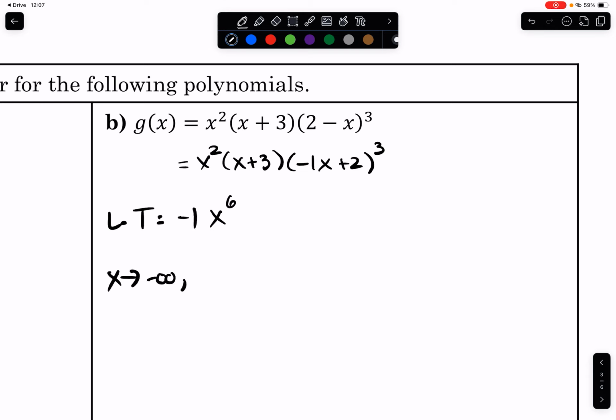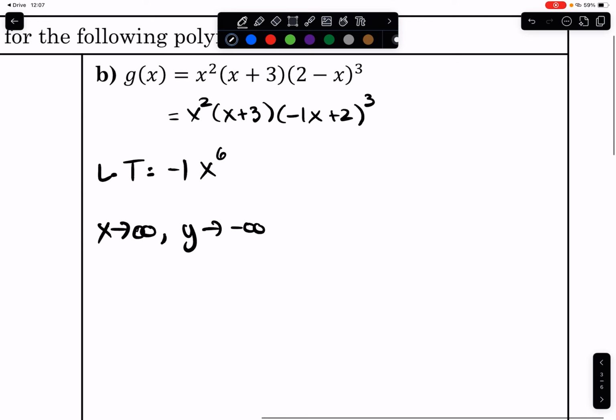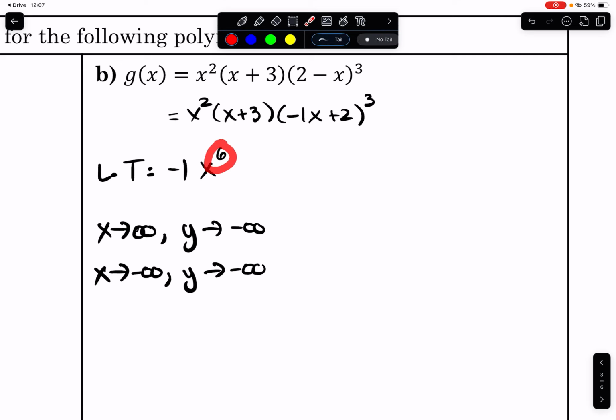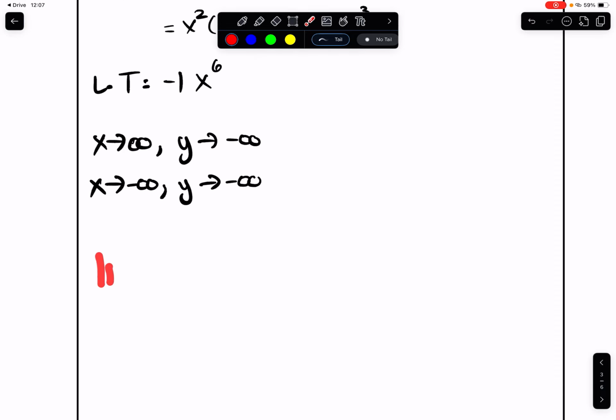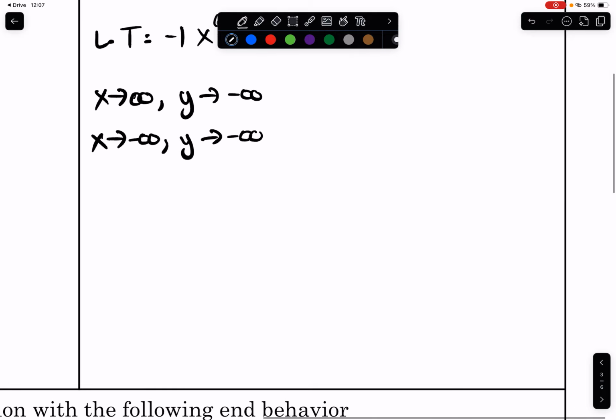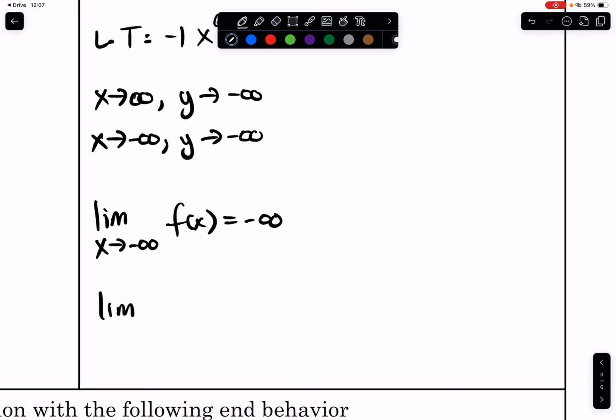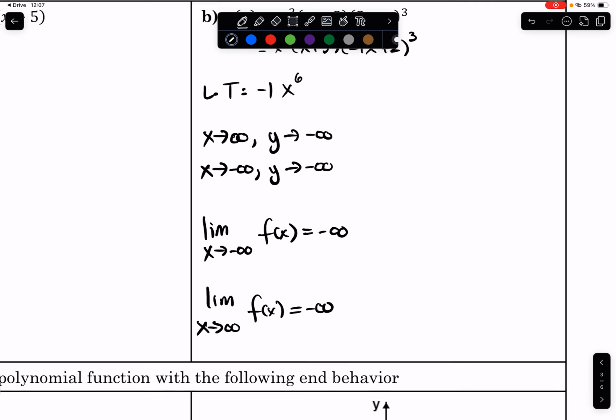So now we can describe what's going on the right end first. Sorry, I put -infinity, I meant to write +infinity. So on the right, the y values are going towards -infinity. And on the left, your y values are going in the same direction, -infinity, because again, this number is even. So let's now write this in limit notation. And there's your answer.